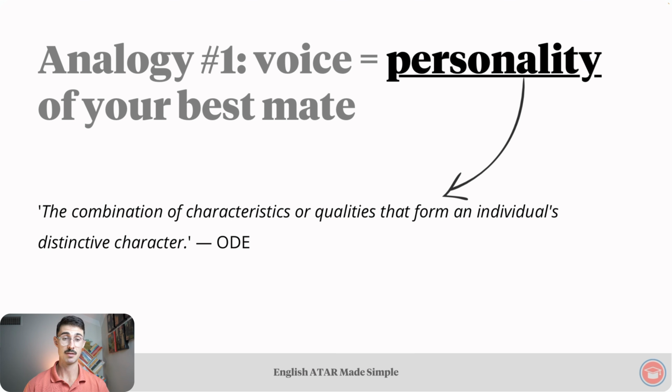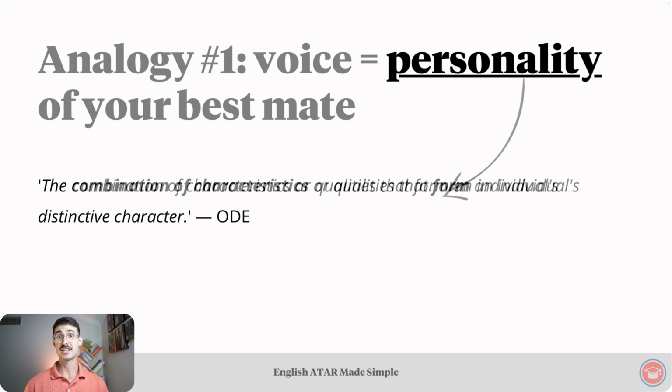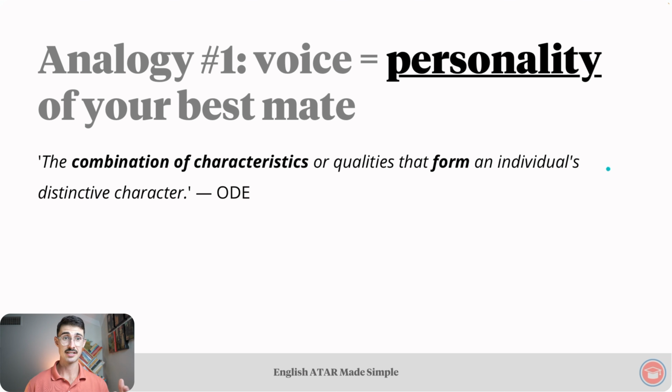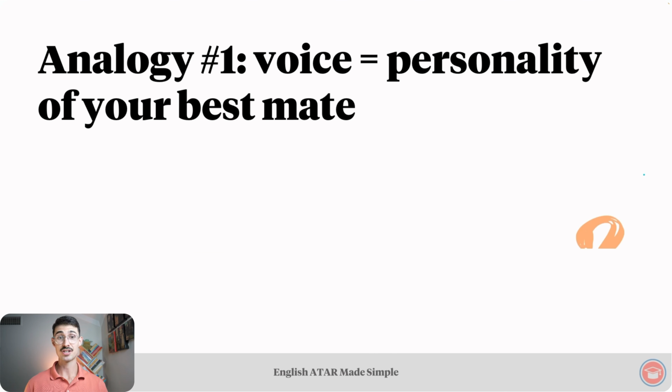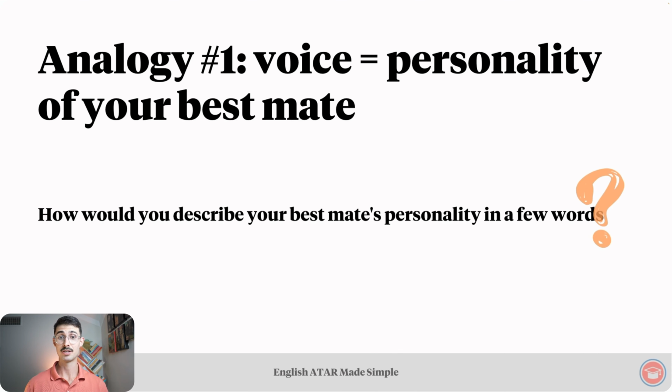And that definition comes from the Oxford Dictionary of English, ODE. This definition is really telling us that someone's personality is really just a construct or a combination of various characteristics. So we know what the word personality means, and hopefully you've thought about the personality of one of your best mates. The next question is, how would you describe your best mate's personality in a few words?